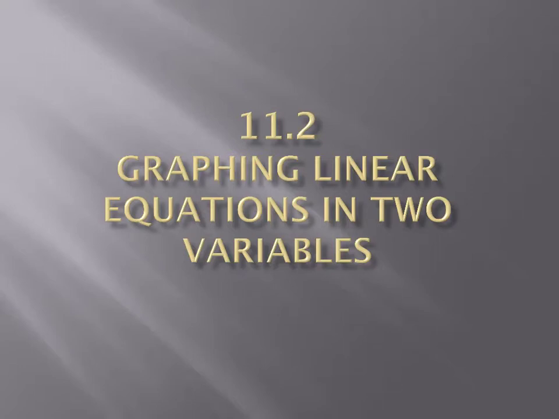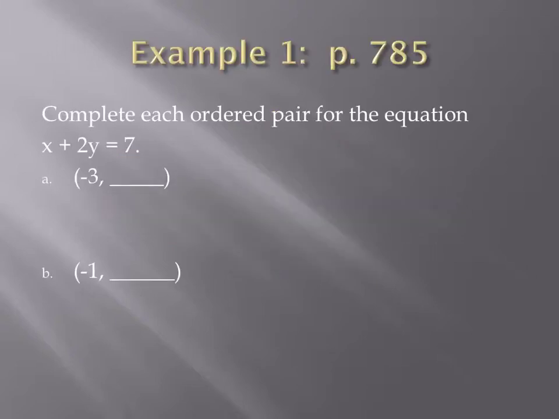In 11.2, we will be graphing linear equations in two variables. In example 1, it says complete each ordered pair for the equation. Recall from the previous section that our solutions, x and y, make an ordered pair which represents a point on the line. So for example 1, our equation is x plus 2y equals 7.